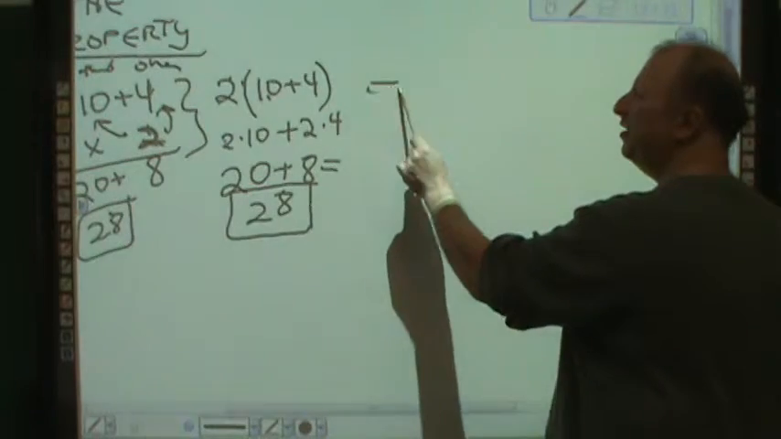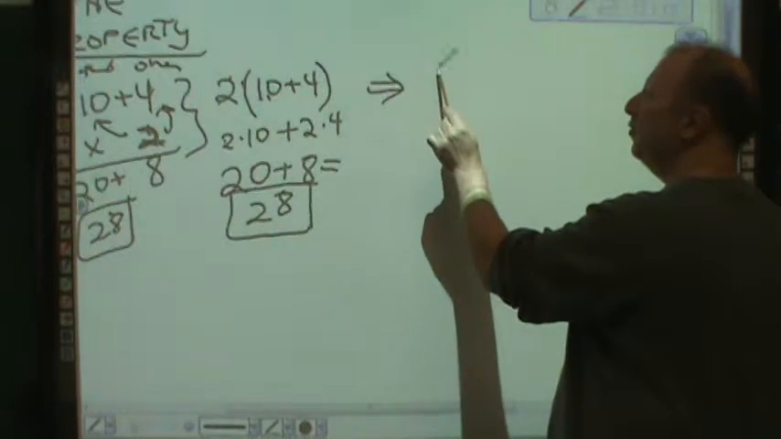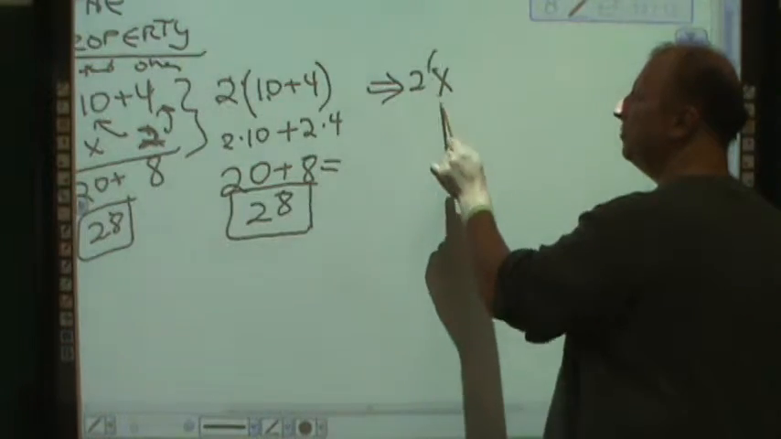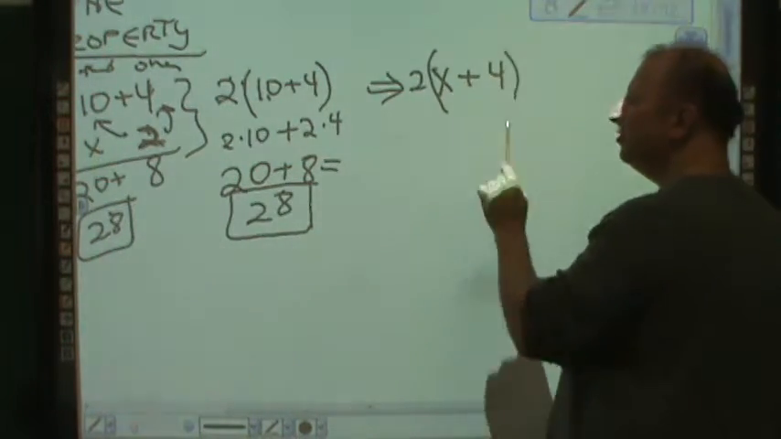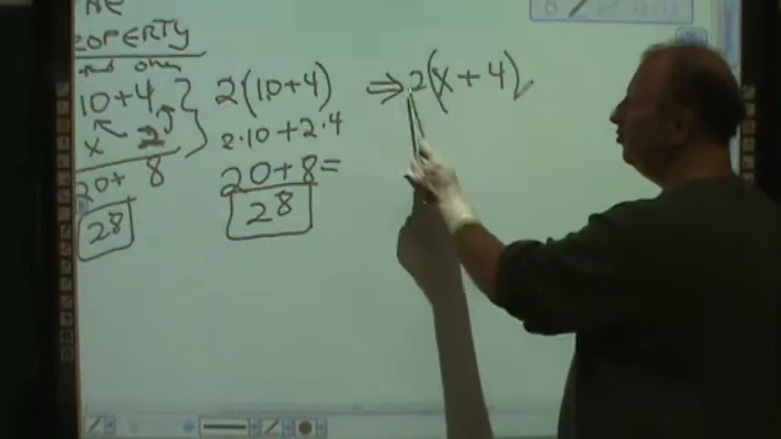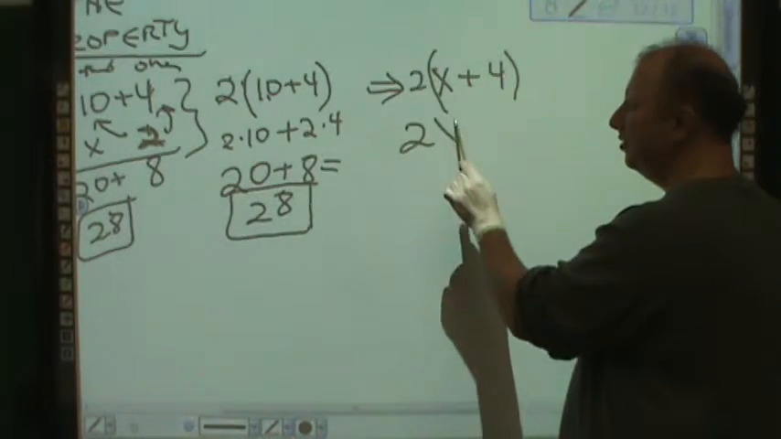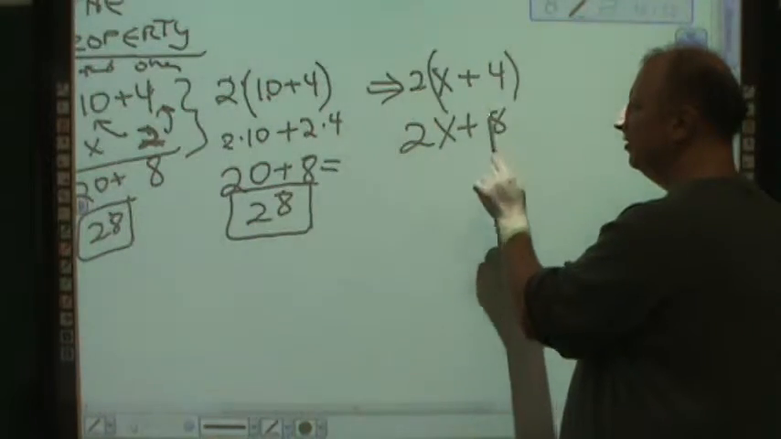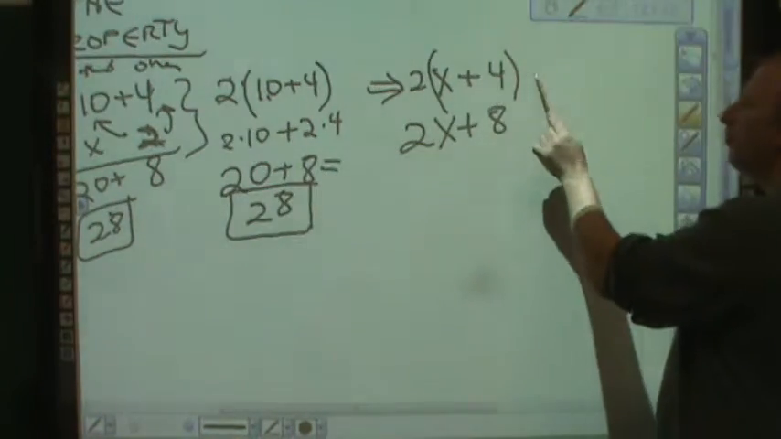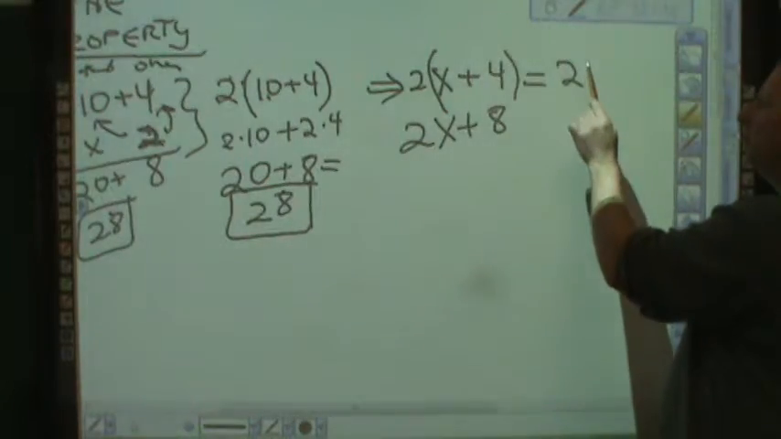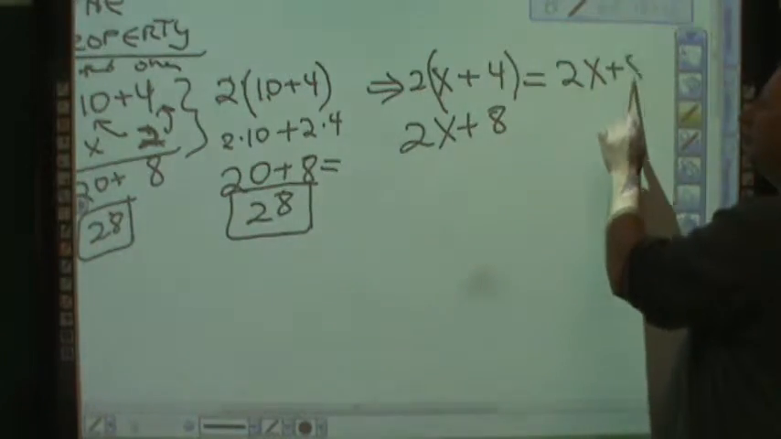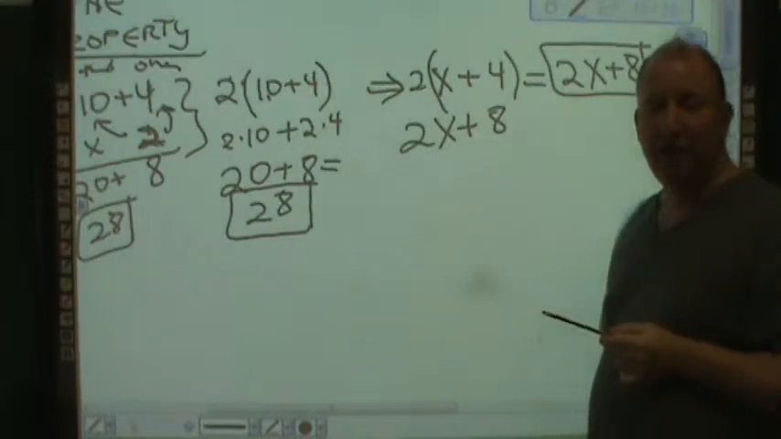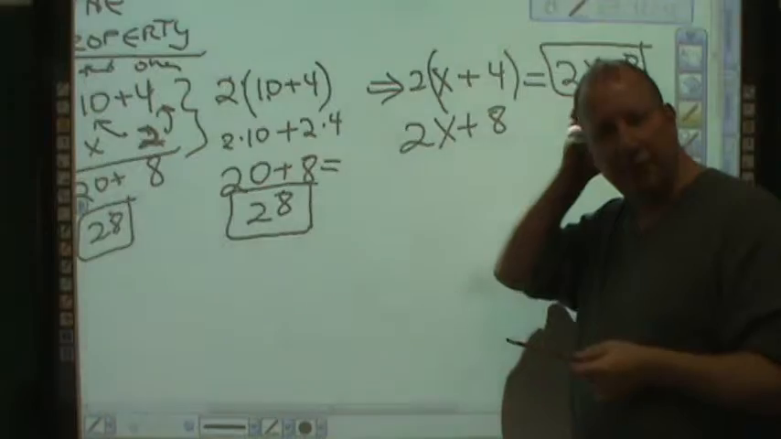Well, let's pretend I didn't have 10. Let's say we had x. So I can say 2 times x plus 4. It doesn't change. 2 times x is 2x. And 2 times 4 is 8. So 2 times x plus 4 equals 2x plus 8. Now we're finished. And from there, we get progressively more difficult.